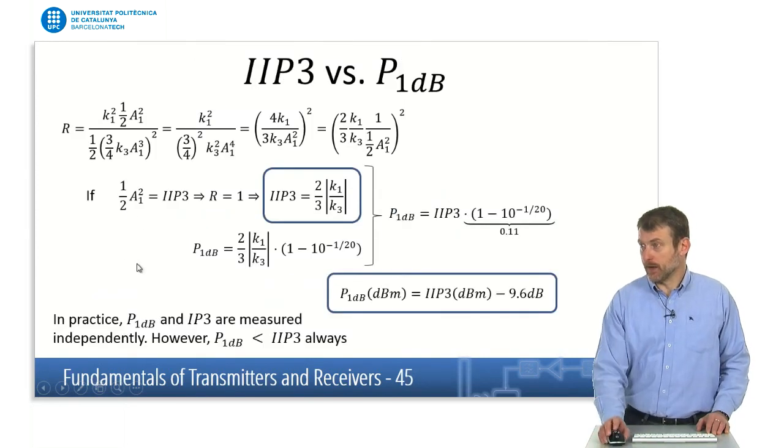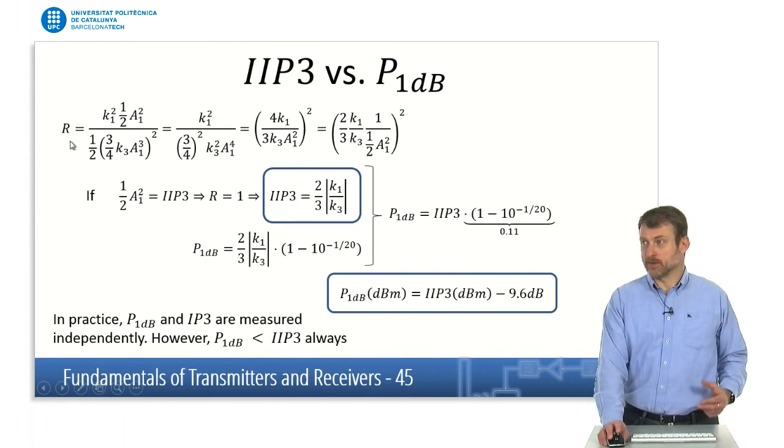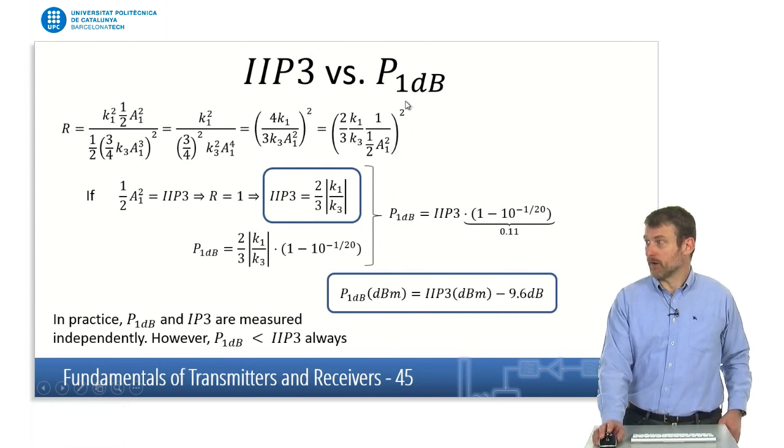Let's see. If you recall, in the previous sections, we've defined the ratio R, which is the ratio of the desired signal to the intermodulation products, right? Now, by using the formulation of nonlinearities that I've explained before, these powers can be written as shown in this equation, and this equation can be simplified as shown here, right?